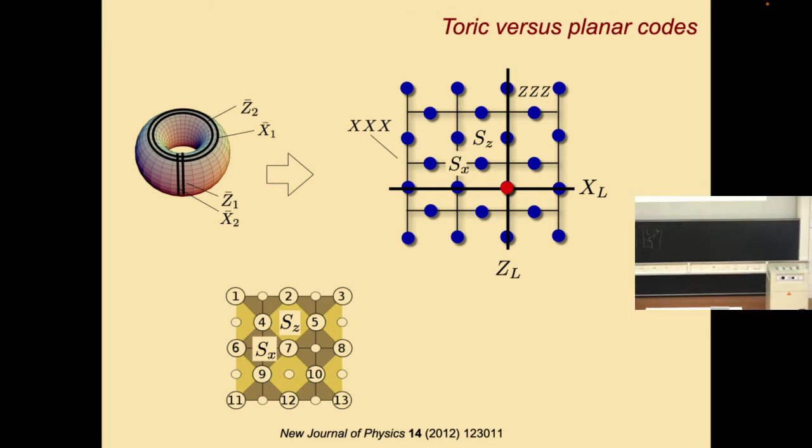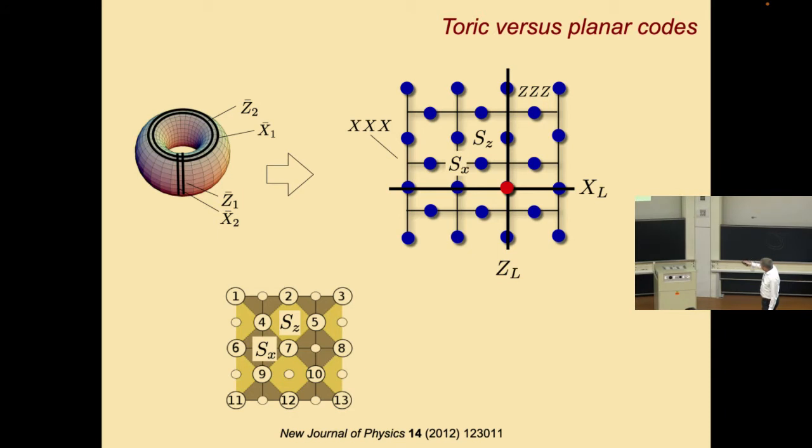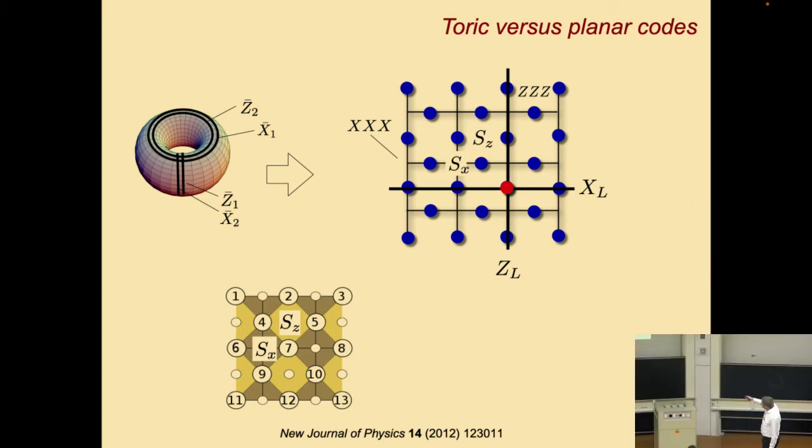I can take these plaquettes here and introduce those as yellow four-body operators, and then each vertex operator, I could introduce those as brown X-type operators. It's just a different visualization. That's the same lattice I have up here.